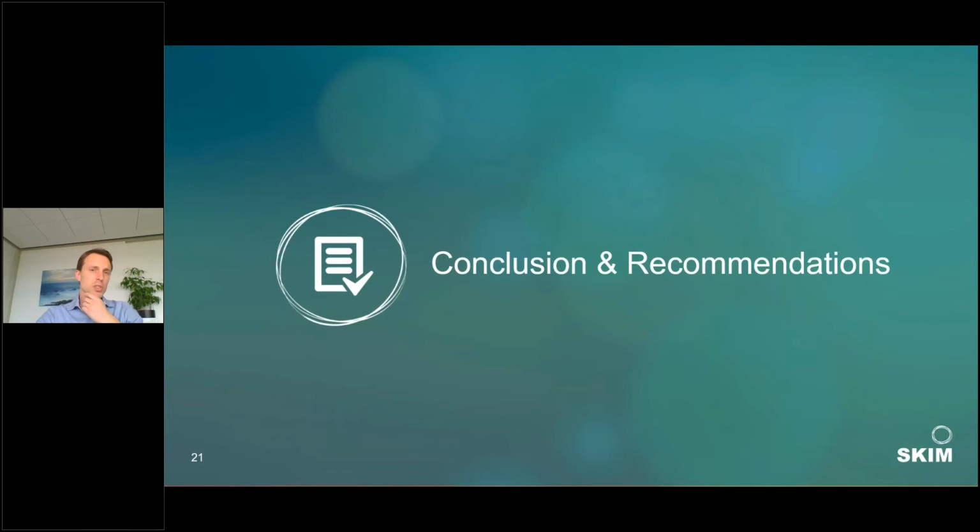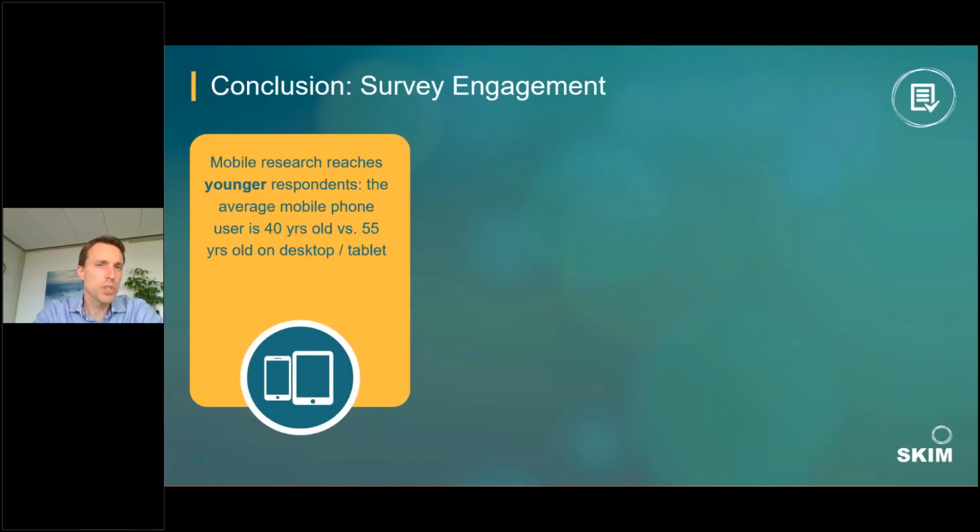So what can we conclude from this research? So first of all, about the engagement. We see that mobile research reaches younger respondents, or just a different sample. And in this case, the average mobile phone user is 40 years old versus the 55 years old on desktop or tablet.